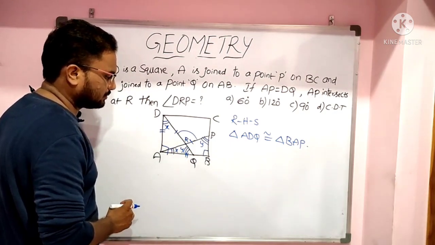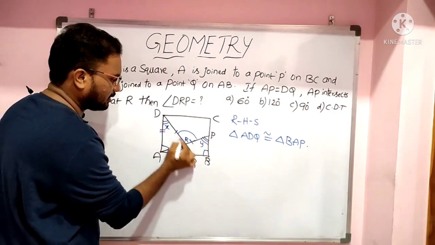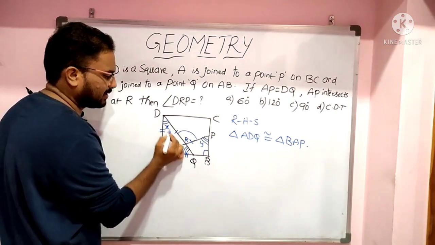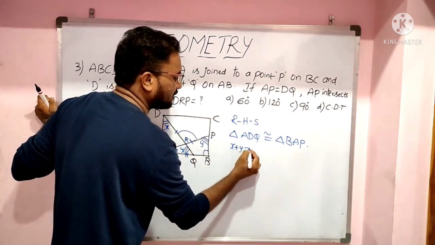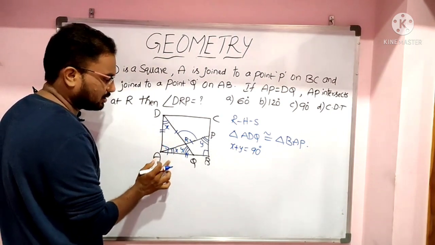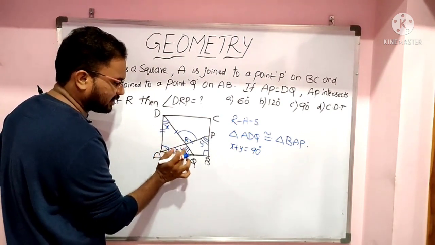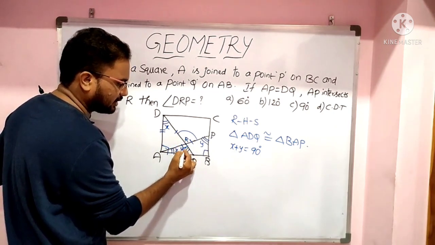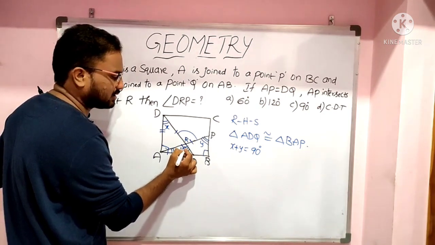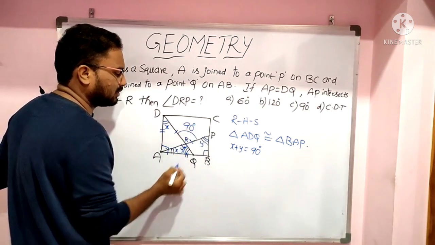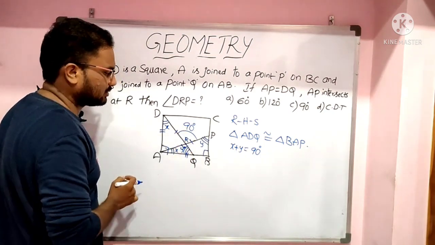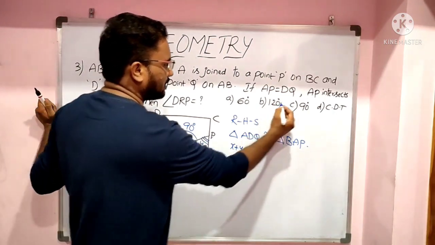So here in this triangle, this is 90 degrees. So x plus y must be 90 degrees because the total angle is 180 degrees. Already this is 90 degrees, so x plus y must be 90 degrees. So this angle is 90 degrees. So angle ARQ is 90 degrees. If this is 90, then this will be 90 degrees because these two are vertically opposite angles. So hence angle DRP equals 90 degrees.